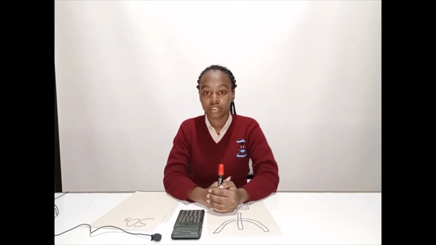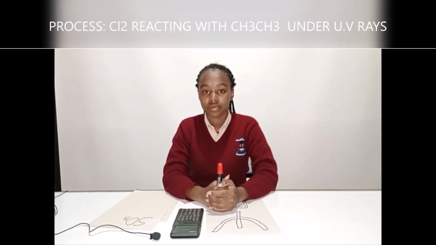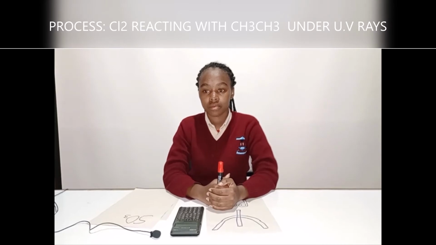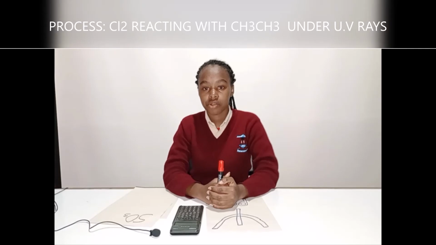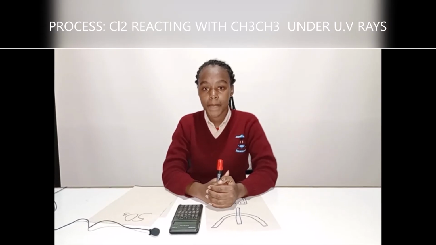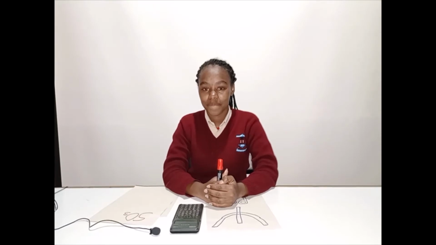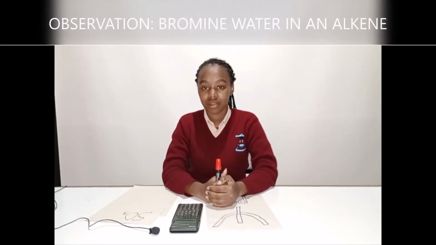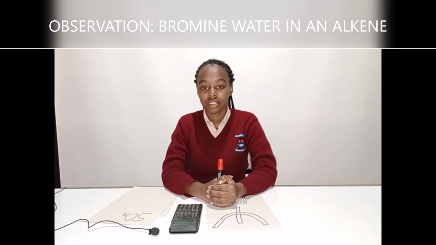Okay, name the process where chlorine is added to ethane. I've said ethane in the presence of ultraviolet rays, UV rays. Substitution process. Yes, that's a substitution reaction. That's okay. State the observation that will be made if bromine water is added to an alkene. The bromine water is decolorized.